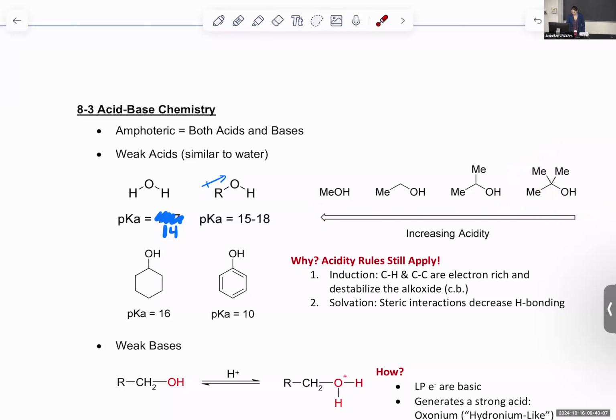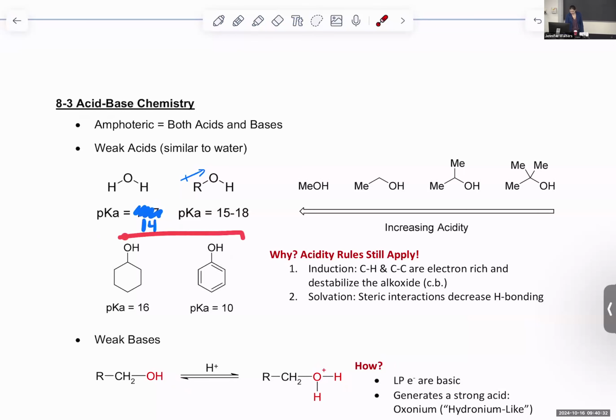The other secondary reason as to why our alcohols are less acidic is also due to solvation. So there's going to be some steric hindrance or some steric interactions that are decreasing the ability to do hydrogen bonding. So then it's not going to be as good of a proton donor if it's just a little bit harder to get at the proton, essentially, is what it's saying.